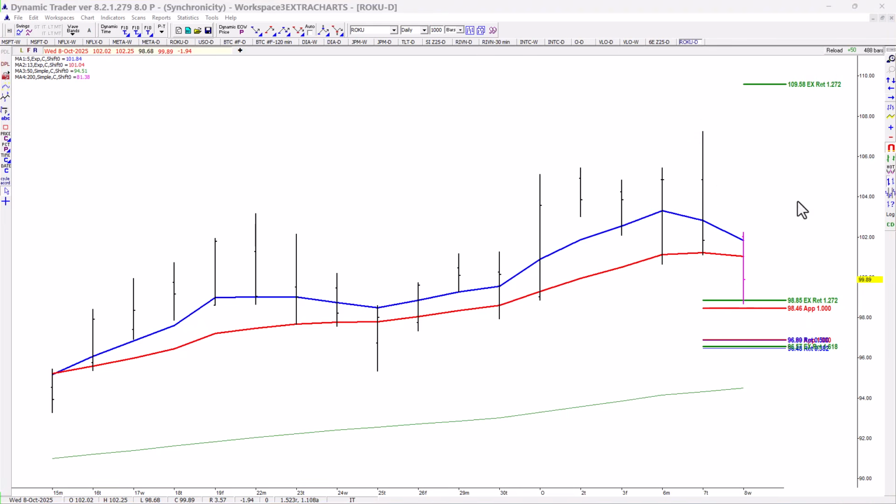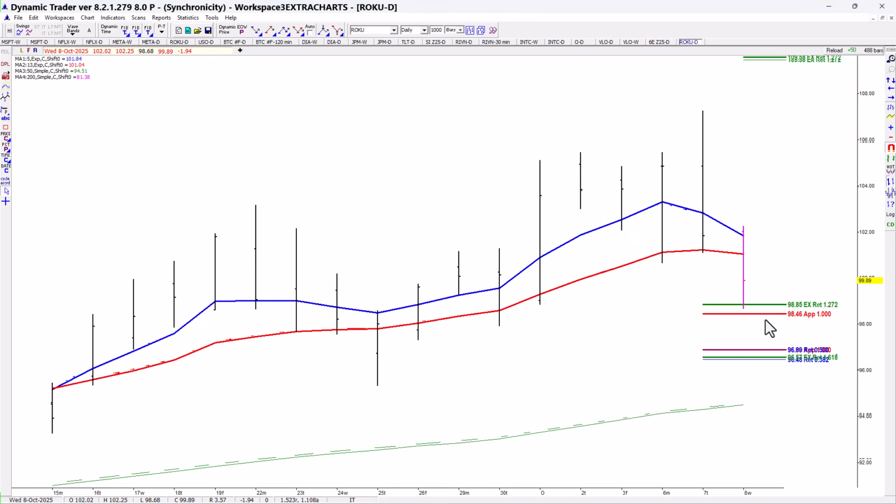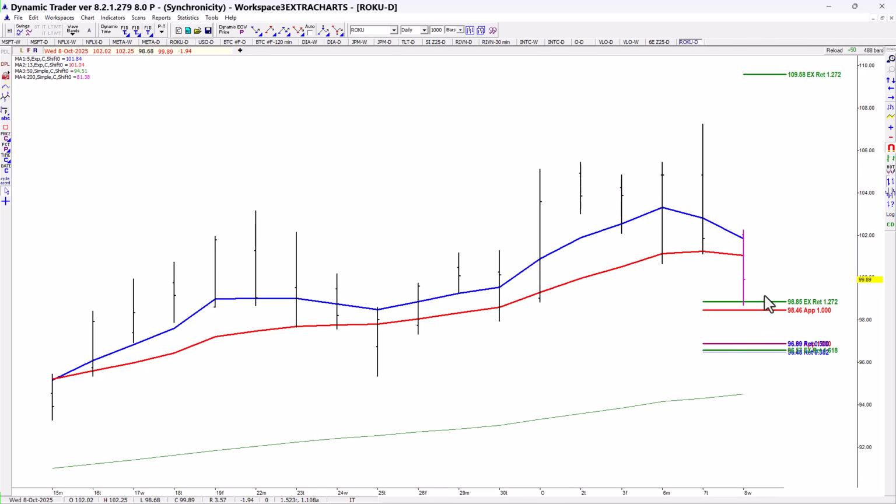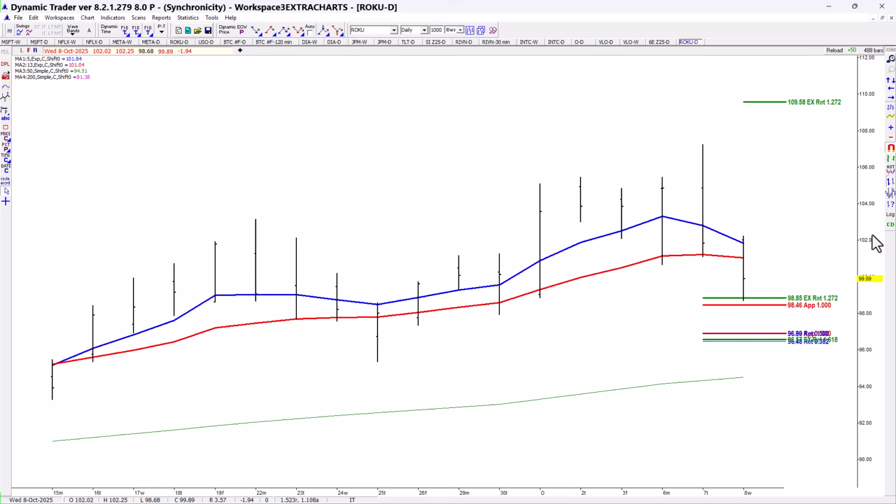So anyway, these are the two zones that I want you to focus on: 98.46 to 98.85 and 96.48 to 96.90. And if either of those hold and trigger, then it's worth looking at a trade. Typically what we'll do is we see that, we'll look at maybe an options strategy and go from there.